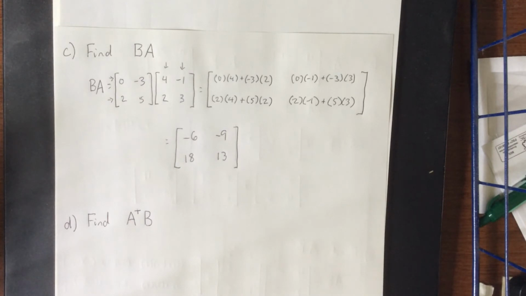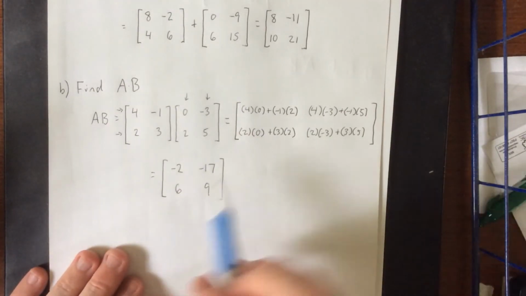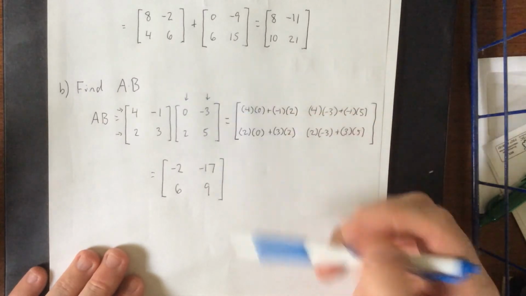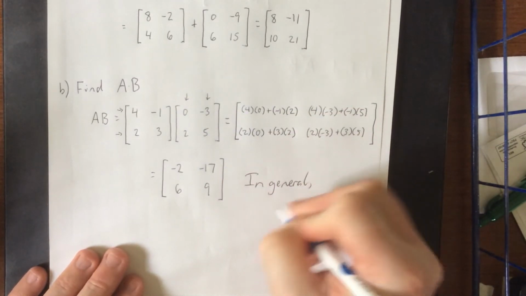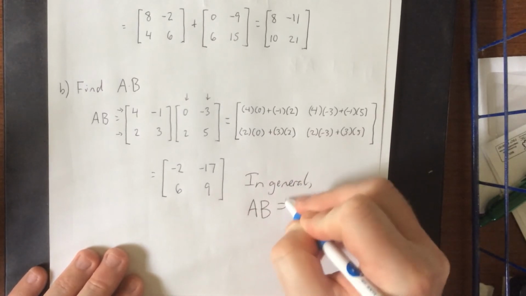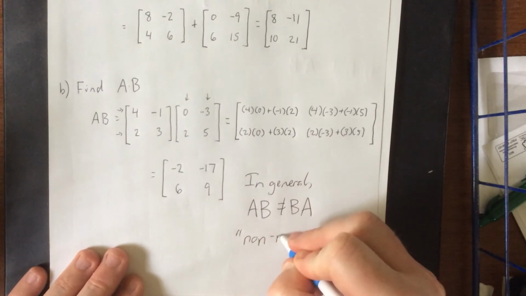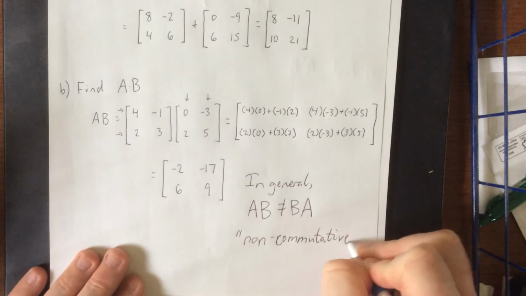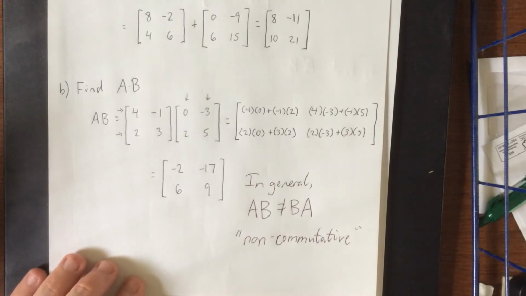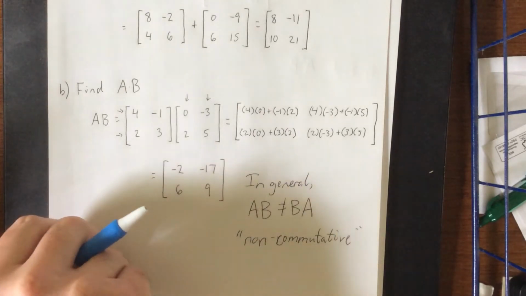Something very important that I'd like to call attention to: when we multiplied matrix B times matrix A, we did not get the same result as matrix A times matrix B. We can say in general, AB is not equal to BA. Matrix multiplication is referred to as a non-commutative operation. Matrix multiplication is non-commutative. We cannot reverse the order and have things be okay.